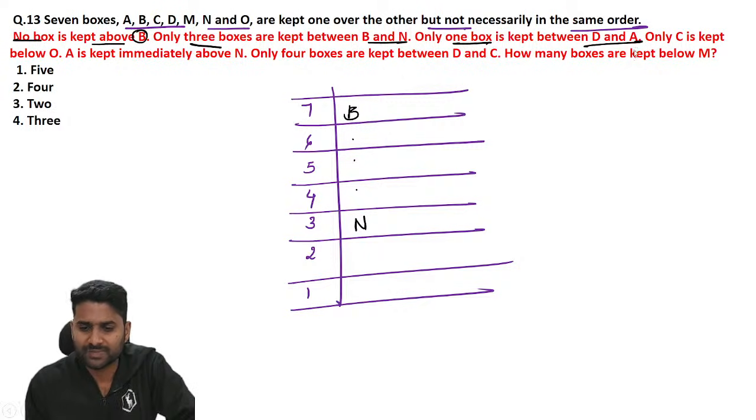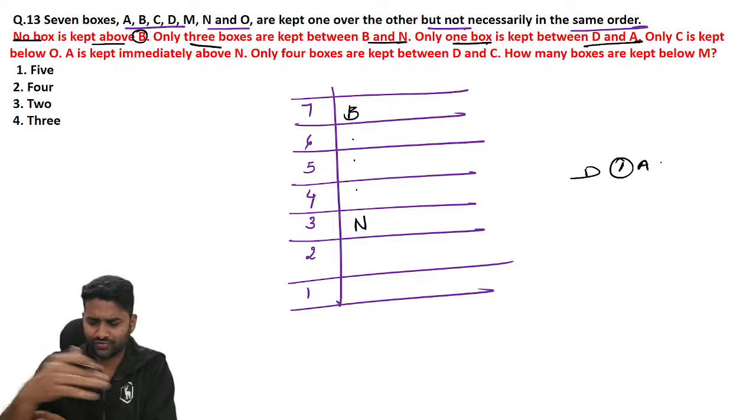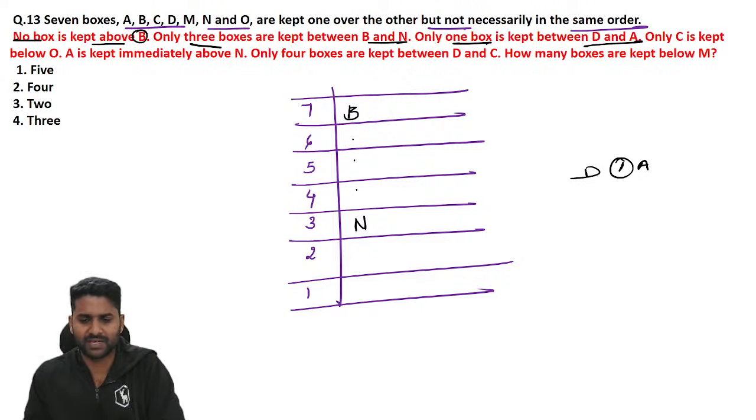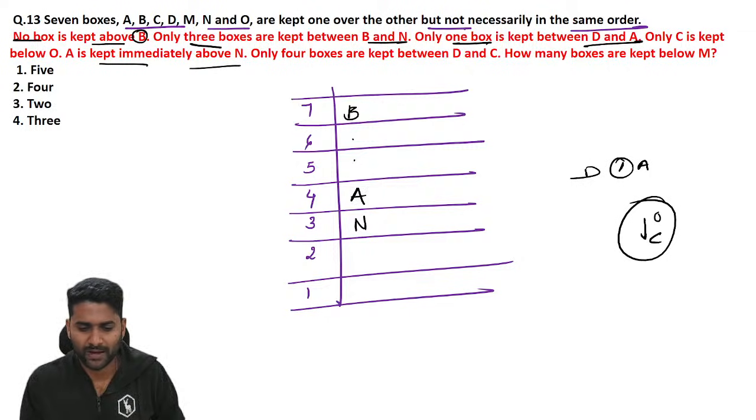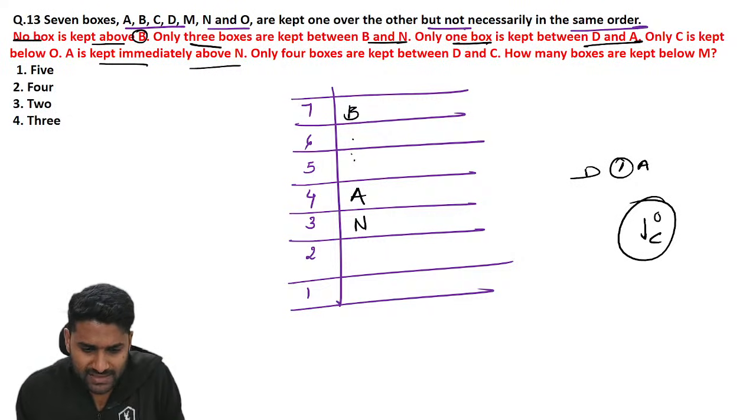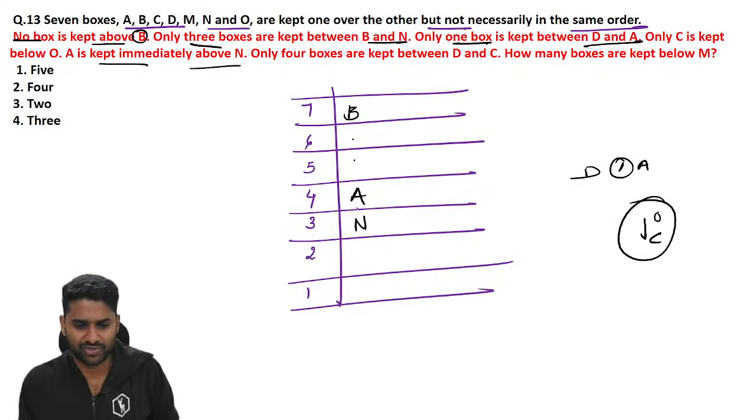Only one box is between D and A. So between D and A, there is only one box. We are not sure which one is above and which is below, that's why I am taking this information side by side. Only C is kept below O. A is kept immediately above N. So, with one box between them, you can take D at the 6th position or the 2nd position.